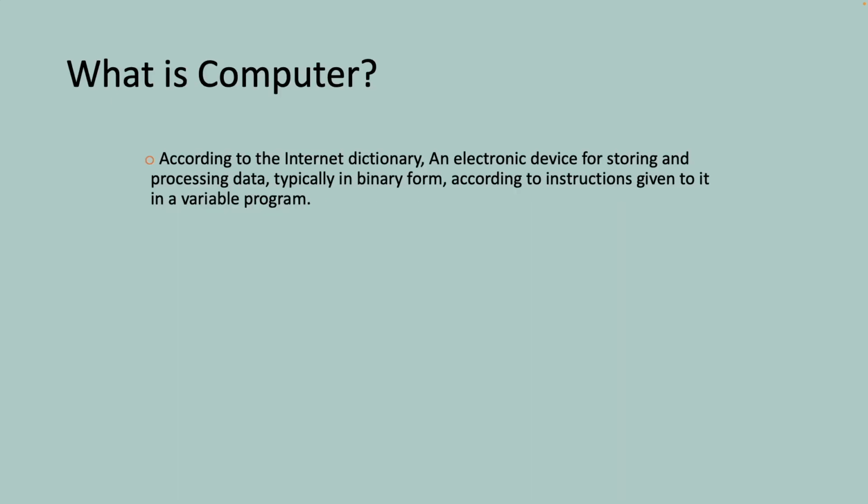So what is a computer? According to Internet Dictionary, an electronic device for storing and processing data, typically in binary form, according to instruction given to it in a variable program.